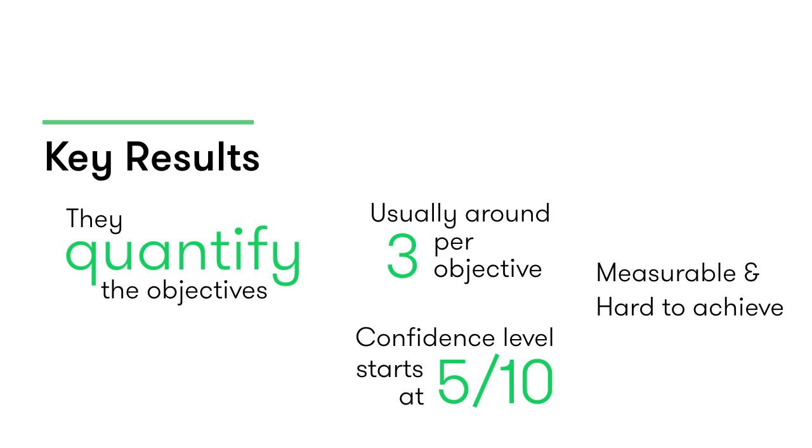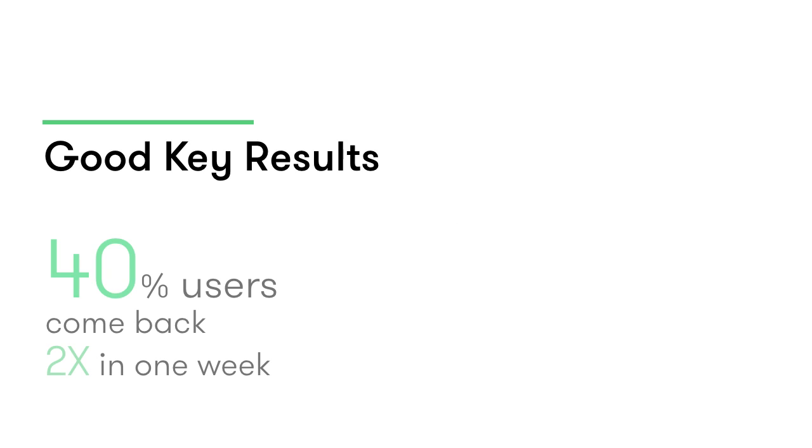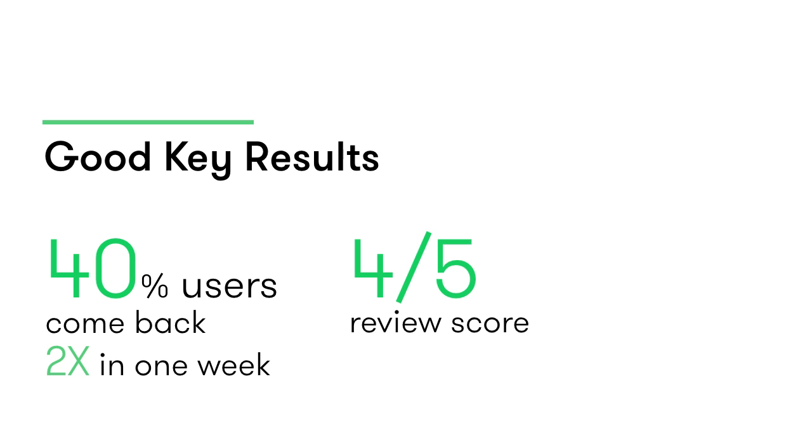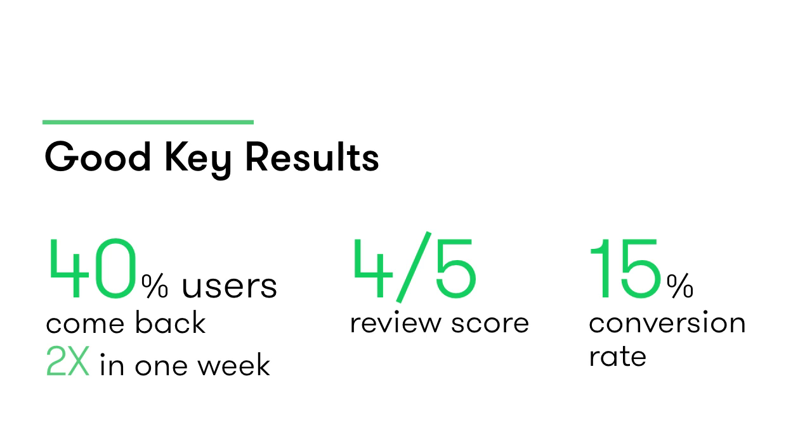And when I mean hard to achieve, it's that they start with a confidence level of 5 on 10. And what is a confidence level? It's the confidence that you have that you're going to meet these key results. So you should start at 5 on 10. Not too hard, not too low. Okay. So examples of good key results. 40% of users come back 2 times in a week. A review score on the App Store, Play Store of 4 on 5. And a 15% conversion rate. So these are all good key results.